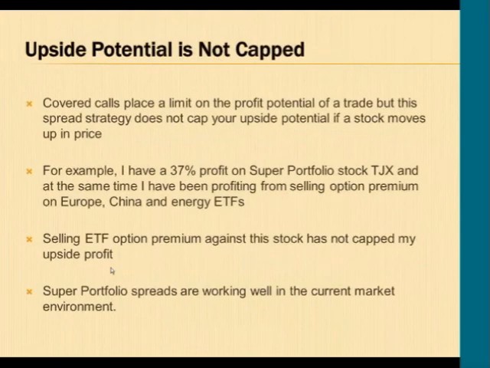Here's an example for TJX. That's one of our super portfolio stocks. And I have a 37% profit on TJX stock. And what I've been doing is selling call options on ETFs in weak sectors against that TJX stock.